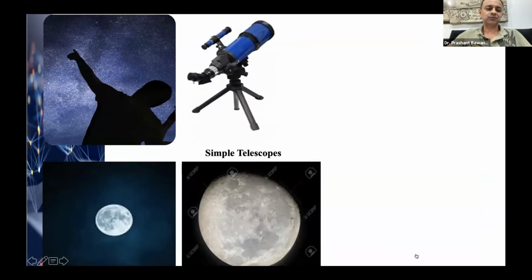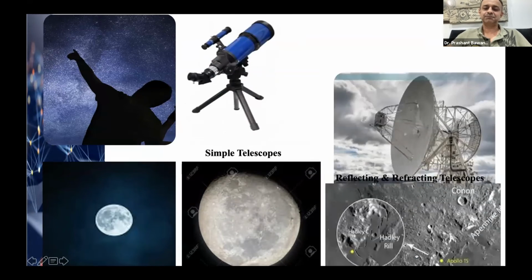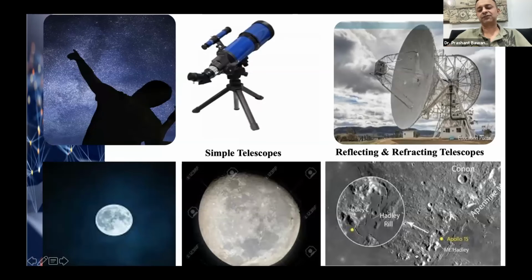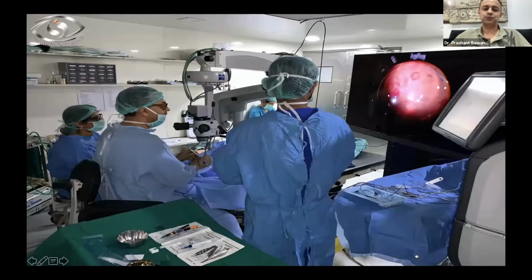And so it is up to you to now decide whether you would like to look at the moon with bare eyes or with a simple telescope, in the era where you have reflecting and refracting telescopes, which can help you pick up an insect crawling on the surface of the moon. Thank you.